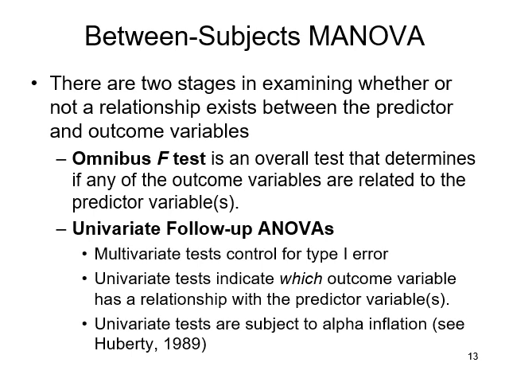So there are 2 stages in examining whether or not a relationship exists with predictors and outcomes. There's the omnibus F-test, an overall test that determines if any of the outcome variables are related to the predictor variable. And again, that's what we're calculating with MANOVA. And then the next layer of the onion, the univariate follow-up ANOVAs. So the multivariate test is already controlled for type 1 error rate. So the univariate tests now indicate which outcome variables, which DVs, were actually significant.